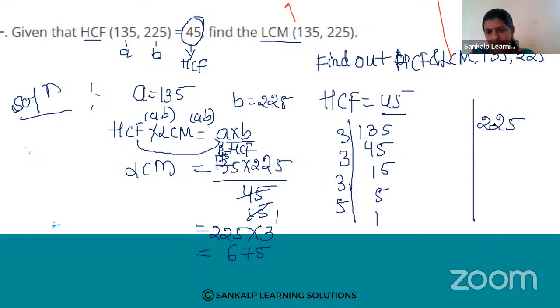So 225. 225 means it is 3 7s are 21. 1 remains 15. 3 5s are 15. 5 1s are 5. 2 remains. 5 5s are 25. 5 3s are 15. Right? 3 1s are 3.